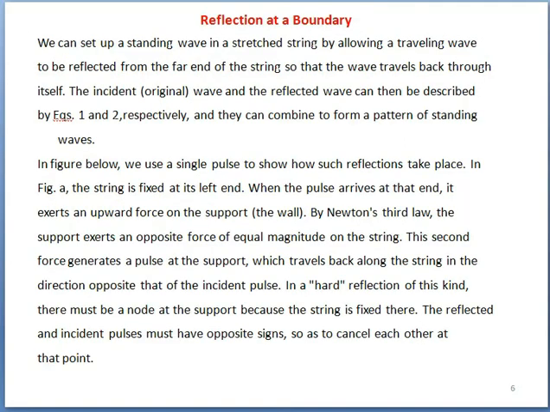Now we come to the reflection at the boundary. So if we have a stretched string that is fixed at one end and the other end is free, so that a source oscillates the other end sending waves through the string, the waves will be reflected from the fixed end. That fixed end can be of two types, either a hard point, that is a rigid support, or a loose support.